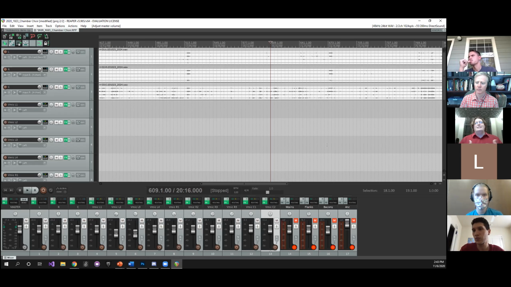And so this setup gave us a lot of control over the sound of the choir without having to put up a lot of microphones and have a lot of microphone stands and everything in the way, because this was video broadcast, which was the other nice thing about doing it this way.